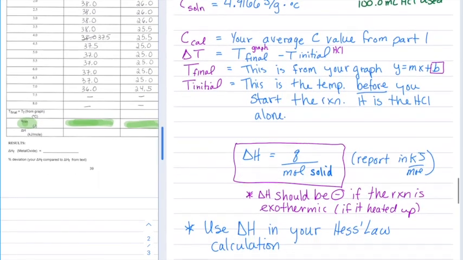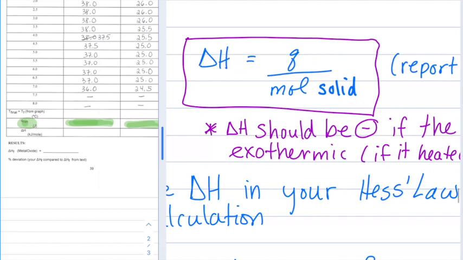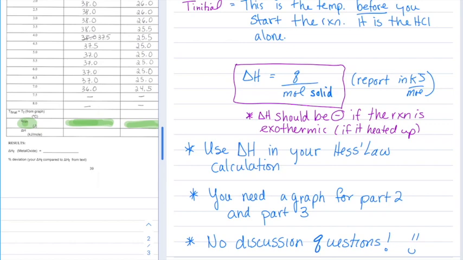All right, so next up, you need to convert your Q into a delta H. So delta H will be Q divided by moles of solid. And again, you did something really similar when you did your bomb calorimetry. So you are going to take Q divided by those moles of solid, and your delta H should be negative if it was exothermic, if it heated up. So make sure that you do list your delta H value as negative if it got hotter.